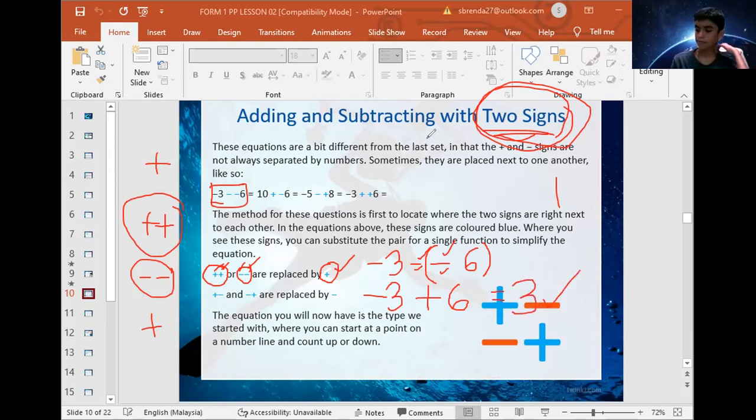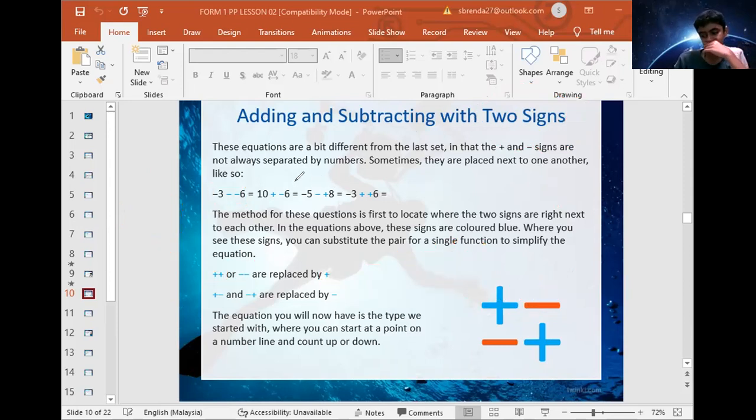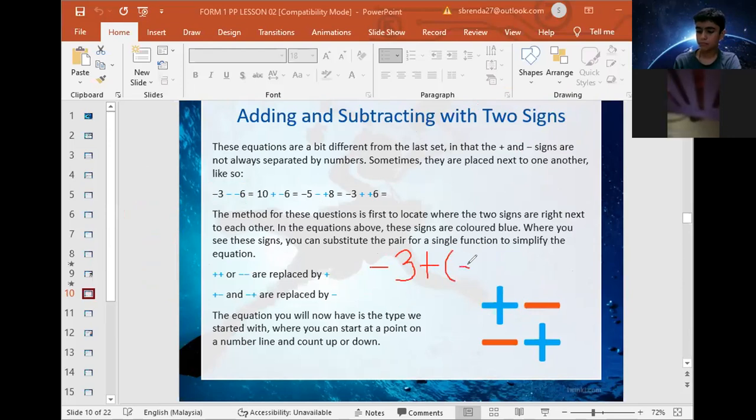Okay? What about another question like this? Look at this question here. For example, okay, I'm going to give you my own question. What if you have -3, okay, plus -4?